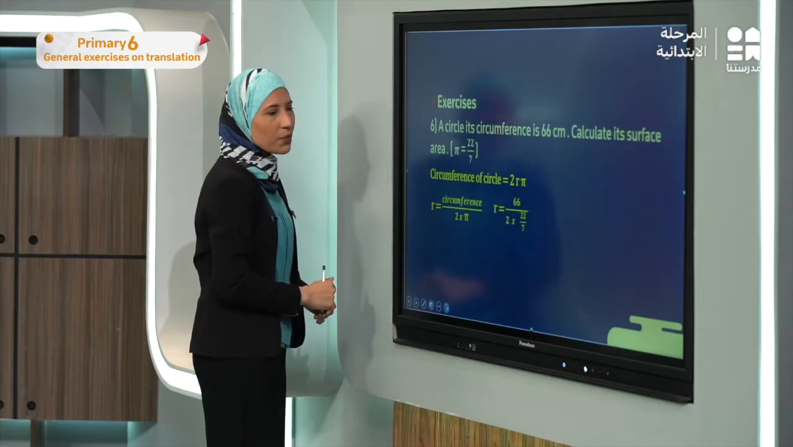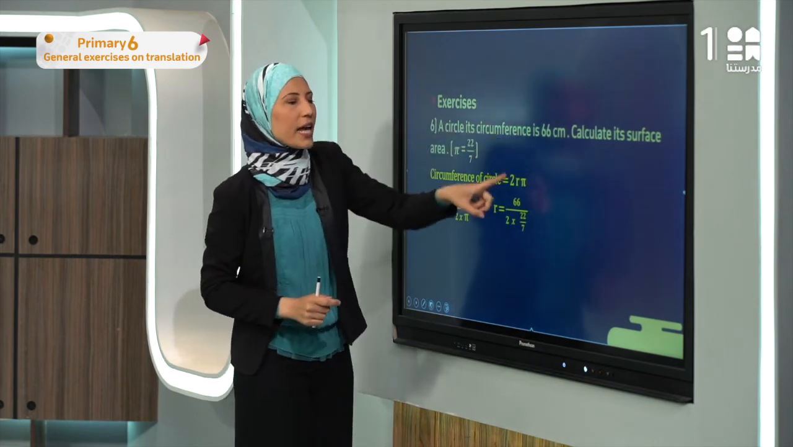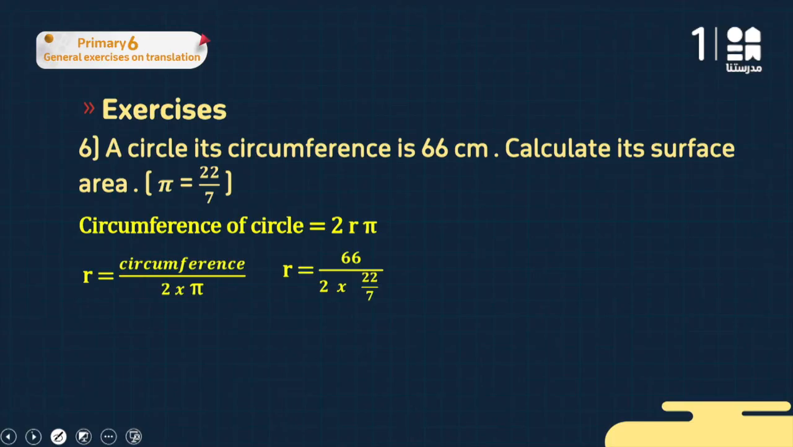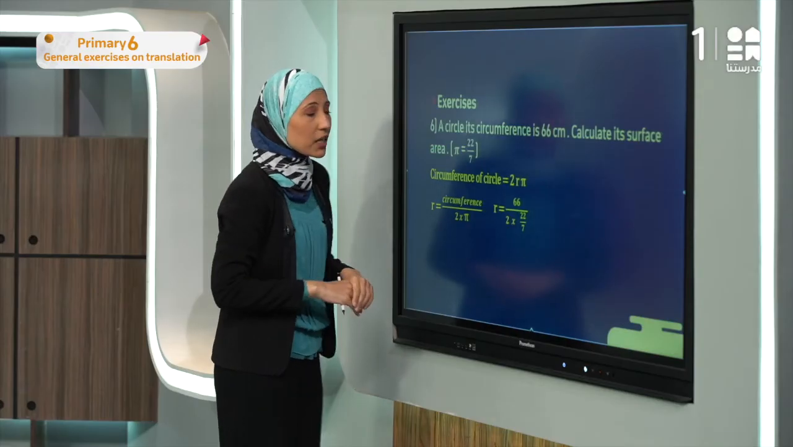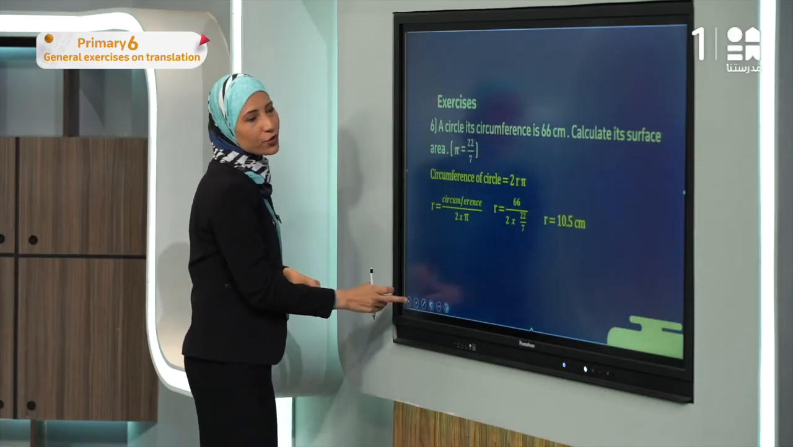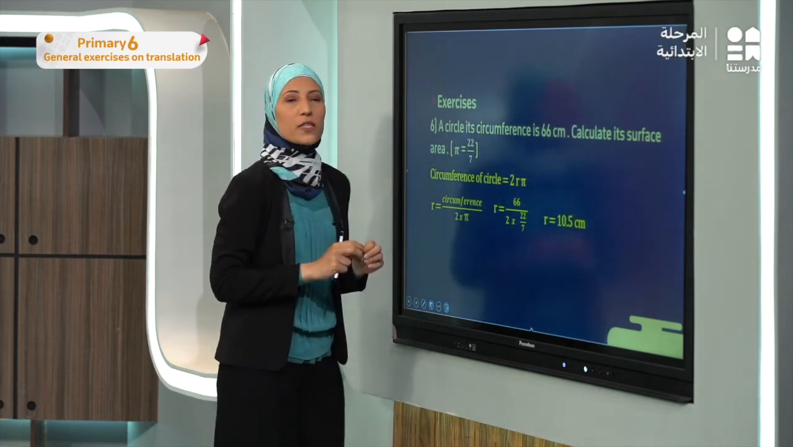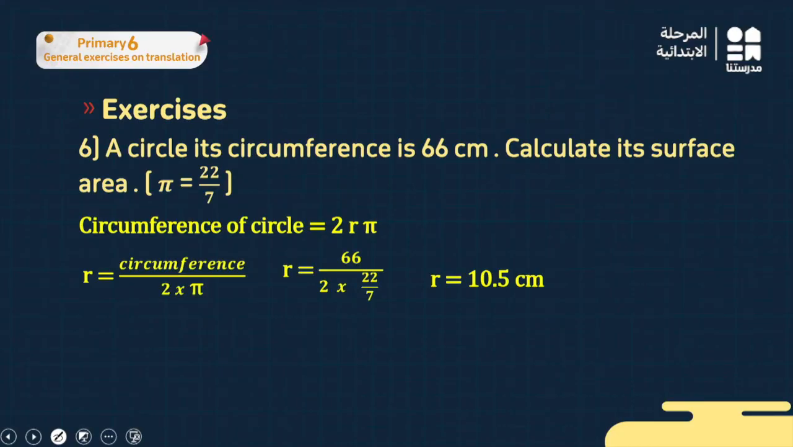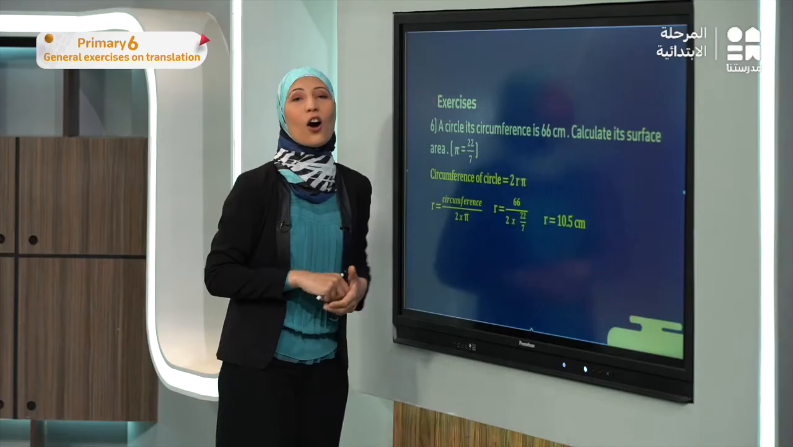So I will make 66, which is my circumference, divided by 2 times the pi they gave me. By calculating it using the calculator, I can find my answer as 10.5 centimeter. This is the radius. I only do this part to find the radius, to find the area of the circle.